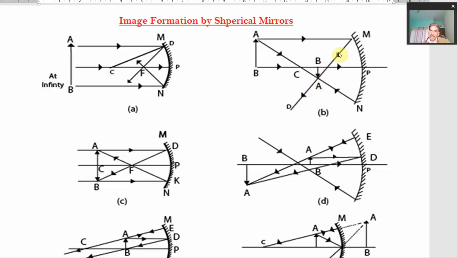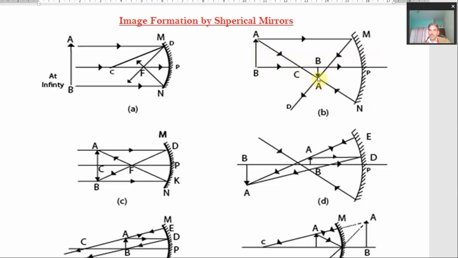So after reflection, these two reflected light rays coming from the same point are meeting at this point. We are giving it the name A dash. So this A dash is the image of point A. Similarly, you can draw two similar light rays, one parallel to the principal axis and the other through the center of curvature, from every point on this object AB, so that its image will be formed over the perpendicular from A dash on the principal axis.